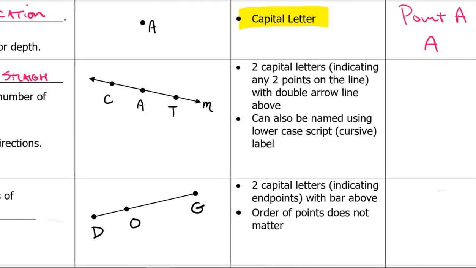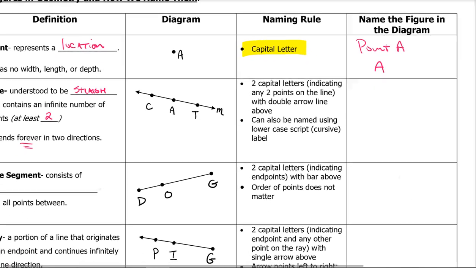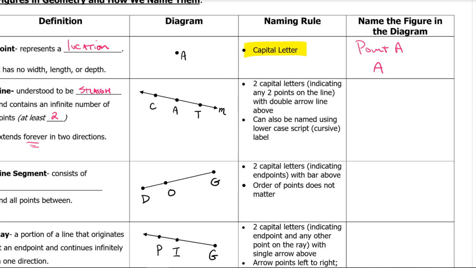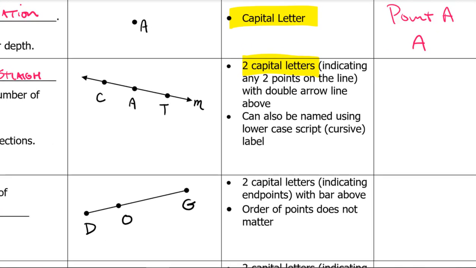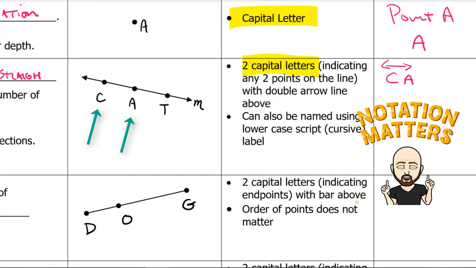And just like the point, we're going to use capital letters, but since we've got two of them, that's how we'll know it's different than a point, because a point only uses one capital letter. So a line is going to use two capital letters. Now you've got some options here of which capital letters you want to use. Say I'm going to start here at point C. Now I could go from C to A, and when I draw it, I'm going to put arrows above C to A. So that's one option. I could start at C and go to A, because the arrows above mean it's going to extend in both directions forever and ever and ever.